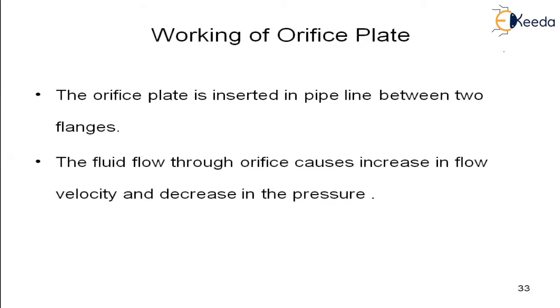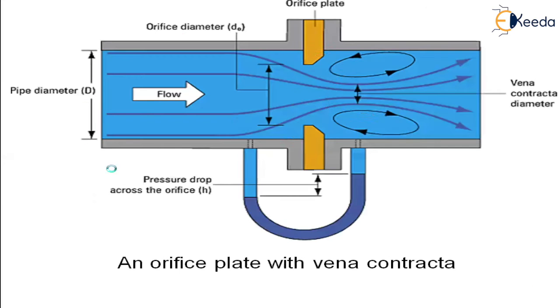Now, the working principle of the orifice plate: the orifice plate is inserted in a pipeline between the two flanges. Here, I have arranged the orifice between the two pipelines with respect to the flanges, and I have connected this one. This is the position where the vena contracta takes place.